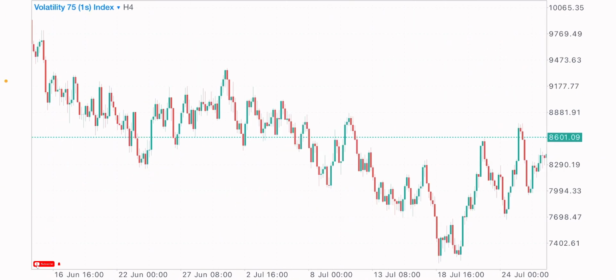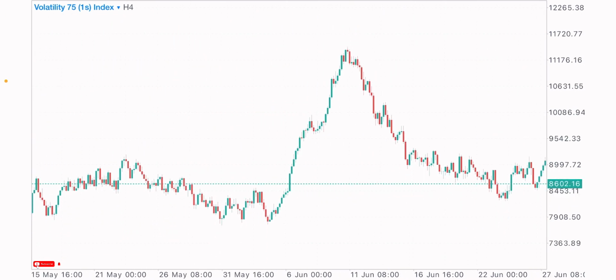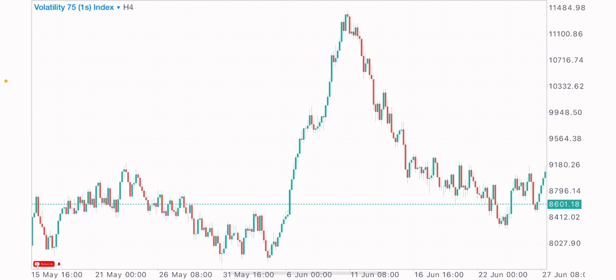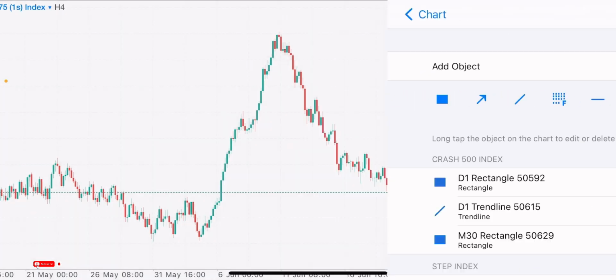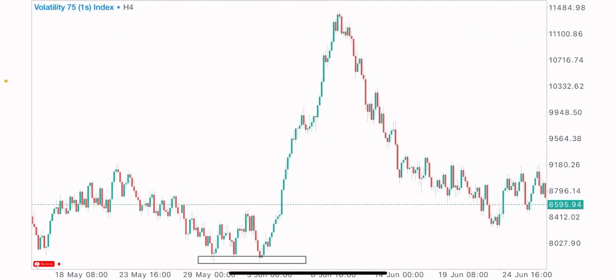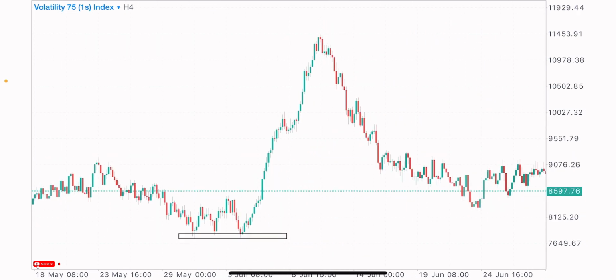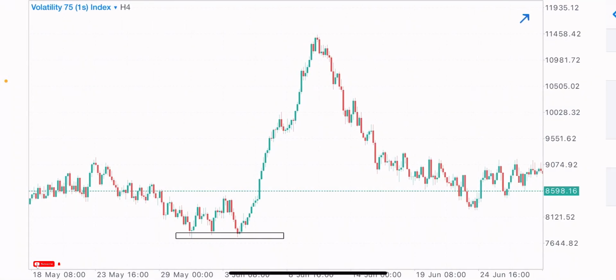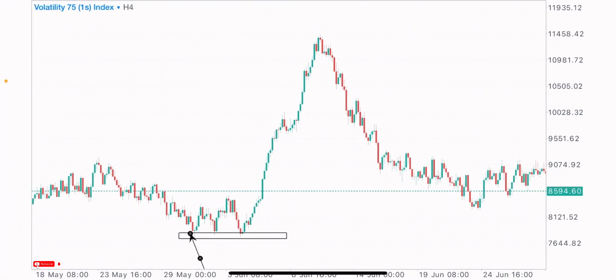For example, we have a level identified at this zone, and we got the first test here, the second test, and a third test. So on the third test of this level, we've been able to confirm this level as a level of support.